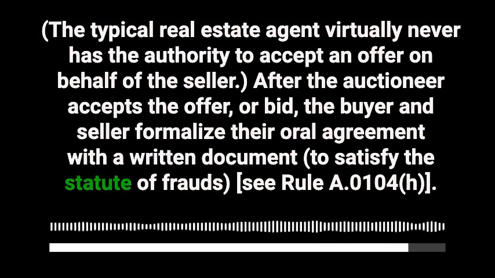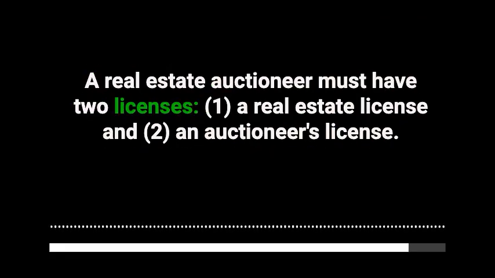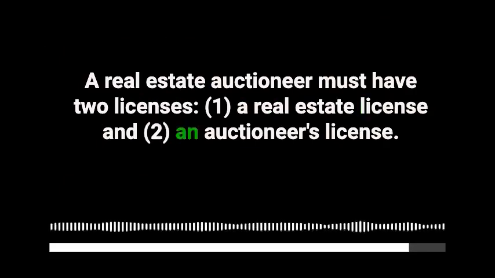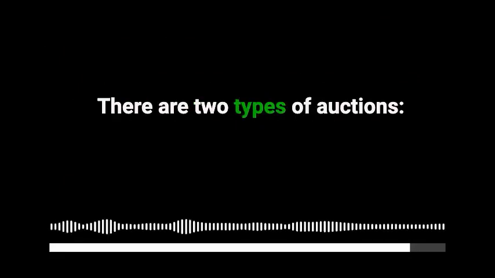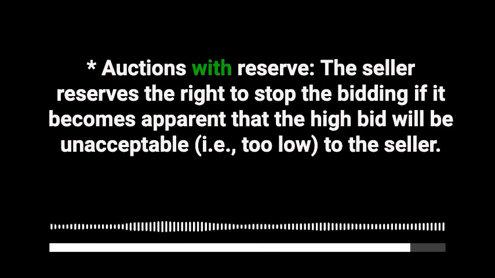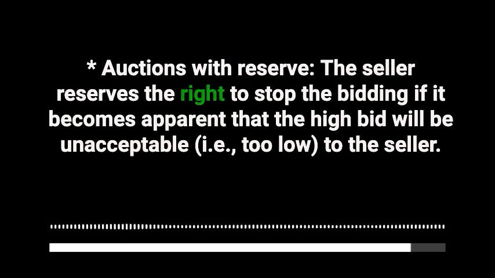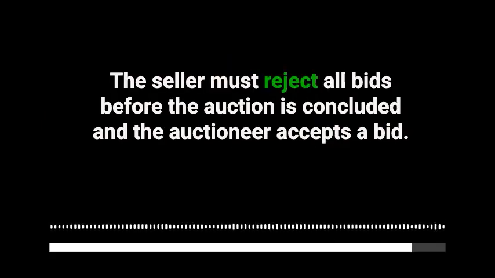A real estate auctioneer must have 2 licenses, a real estate license and an auctioneer's license. A mere crier of sales is exempt from real estate licensure. There are 2 types of auctions. Auctions with reserve. The seller reserves the right to stop the bidding if it becomes apparent that the high bid will be unacceptable to the seller. The seller must reject all bids before the auction is concluded and the auctioneer accepts a bid.